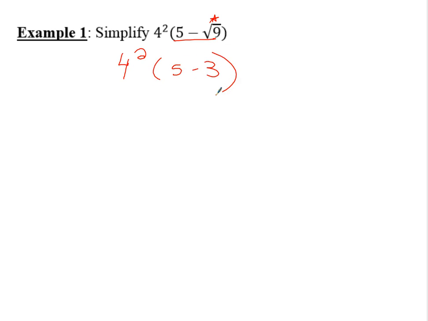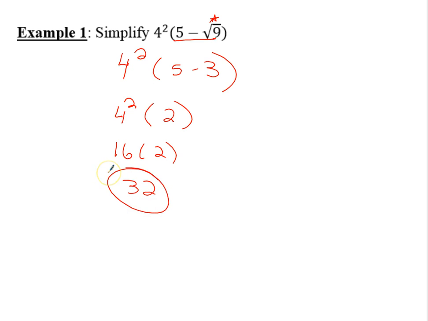All right, we continue with the work inside our parentheses. So we have 5 minus 3, so we are going to subtract. So it'll be 4 squared, and 5 minus 3 gives us 2. Next thing now we are going to deal with our exponent. So 4 squared is going to be 16 times 2, which gives us a final answer of 32.